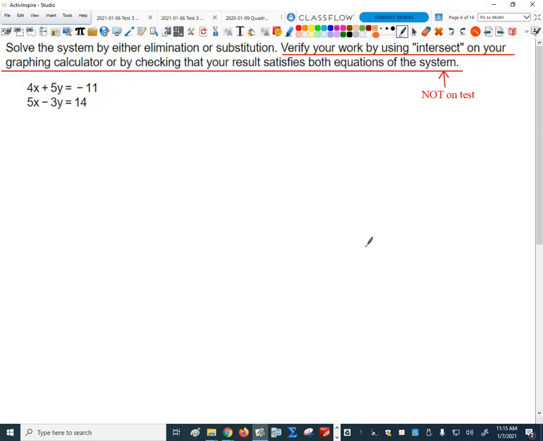Okay, so what do you think? Lindsay, what variable would you choose to get rid of here? There's not much of a difference on this one, but one of them is ever so slightly easier than the other one to eliminate. Which one would you eliminate?